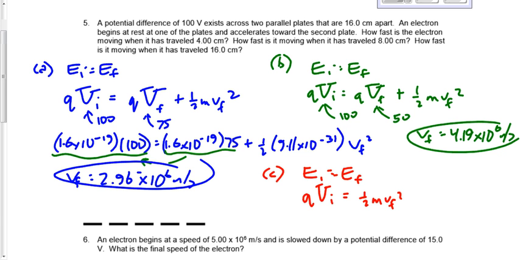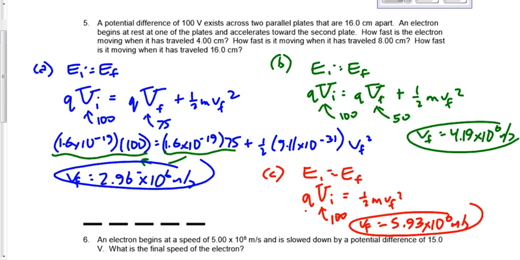Here we're going to say 1.6 times 10 to the negative 19 times 100. My initial potential is 100. My final potential is 0 because I'm at the bottom of the hill. Solve for VF in this case, and we end up getting 5.93 times 10 to the 6 meters per second. Is that a reasonable number? 10 to the 5, 10 to the 6, yep. A little bit bigger than VF when we went halfway across, yep. Seems like a reasonable number to me.